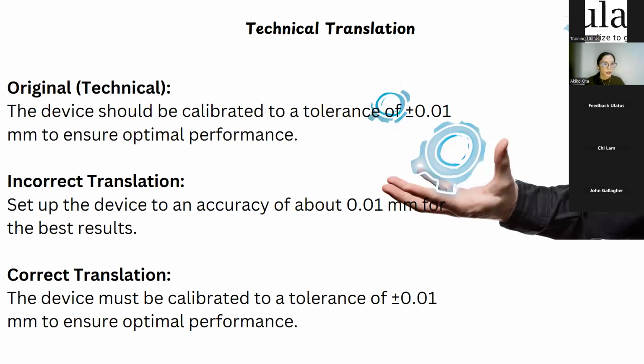If you can just look at this incorrect translation approach in the middle: set up the device to an accuracy of about 0.01 millimeters for the best results. So we have a look at what kind of revision approach shouldn't be made, or we can think the other way around. If you see that the original translation is like this, like in the incorrect examples, you can make these kinds of revisions in terminology to enhance the accuracy of the translation.